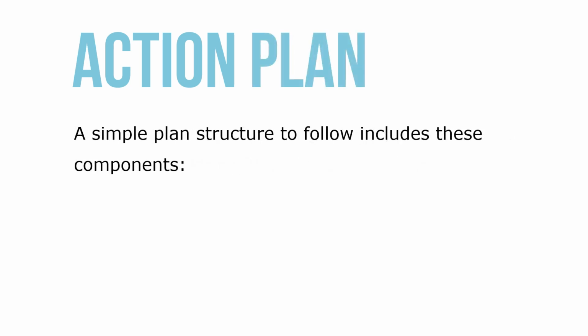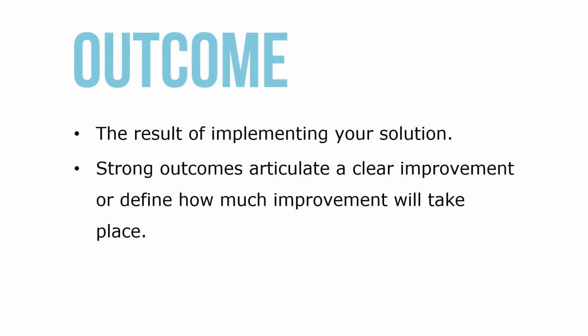A strong action plan maps out the steps you'll take to implement your one best solution. Define actions, performance goals, and set deadlines to give you clarity about your next steps. A simple plan structure to follow includes these components. The outcome. It's the result of implementing your solution. Strong outcomes articulate a clear improvement or define how much improvement will take place. Beginning outcomes with words like increase or decrease helps.